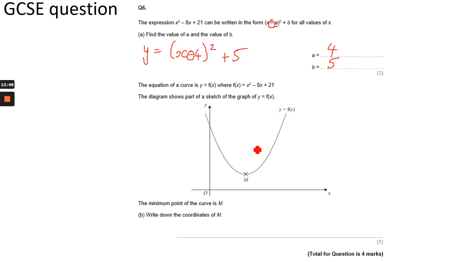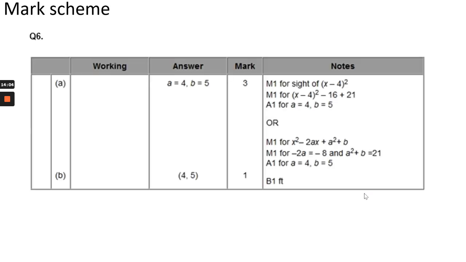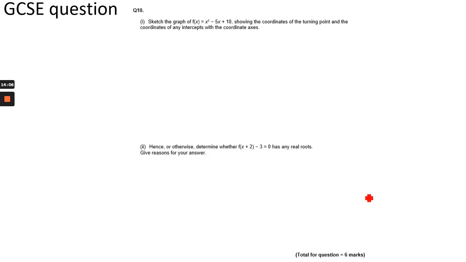So you've sketched it here. It says, what is the minimum point? Well, for the minimum point, to get this bracket to equal 0, x must be 4. And when x is 4, the y value must be 5. Could that coordinate be 4 across, 5 up? Yes. Okay. Next one.